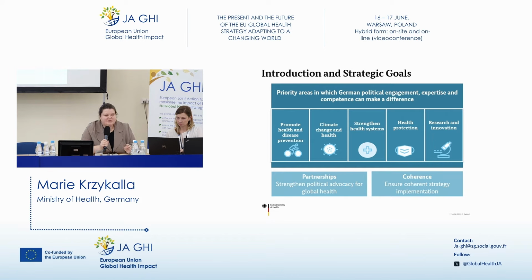Okay, so the strategy defines 5 thematic priority areas. The first one is the promotion of health and disease prevention. This includes access to essential services, prevention programs, and health literacy. The second one is to mitigate the effects of climate change on health. We do this with a One Health approach, addressing also environmental health and resilience building. The third one is the strengthening of health systems, especially in low and middle income countries, with a focus on governance, workforce, and financing.